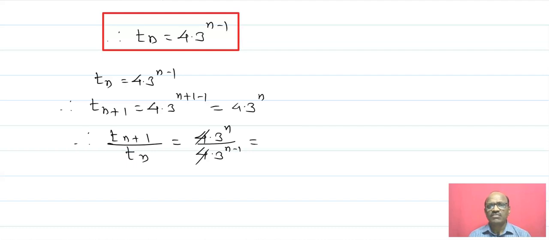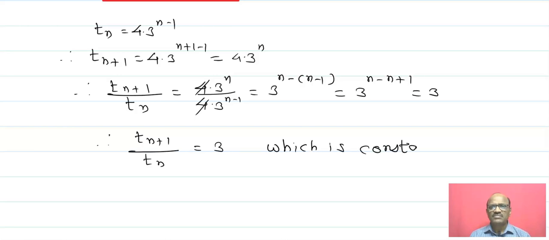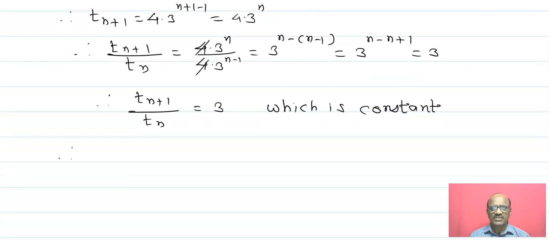Therefore by using the law of indices we can solve this. 3 raised to n minus in bracket n minus 1, that is plus n minus n, gets cancelled. You are getting 3. Tn plus 1 upon Tn is equal to 3, which is constant, and hence the series is in geometric progression. Given sequence is in geometric progression.